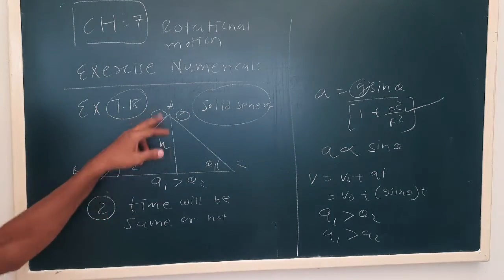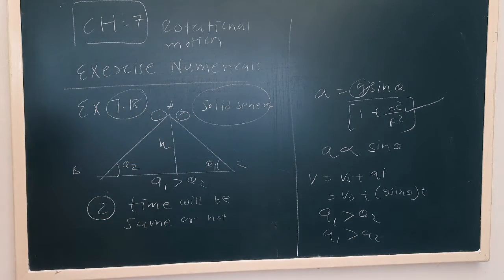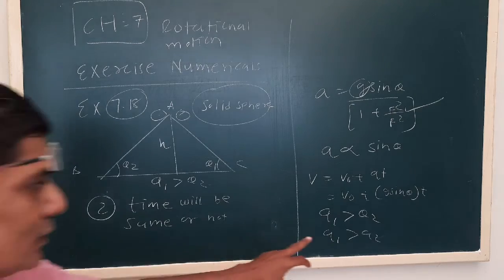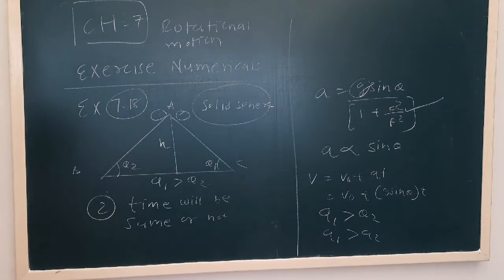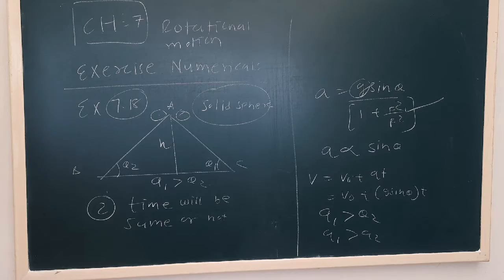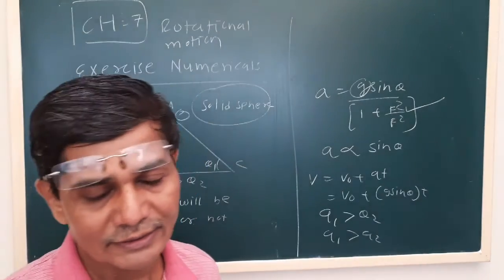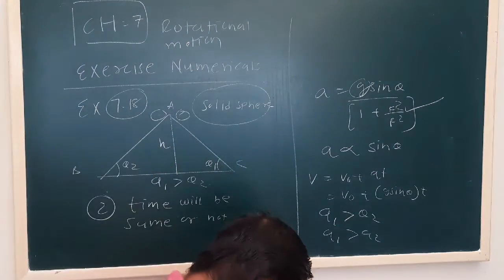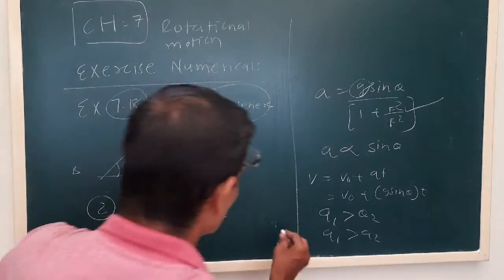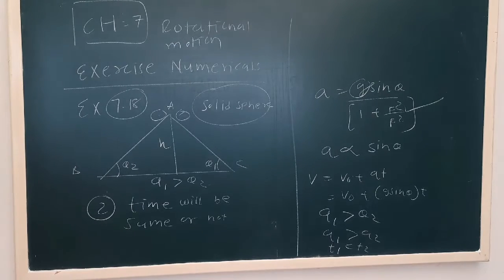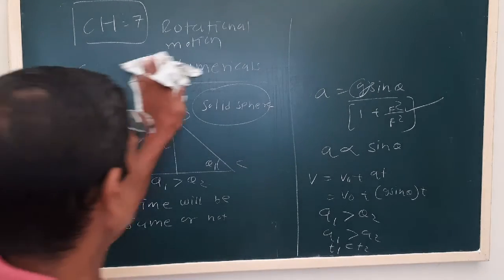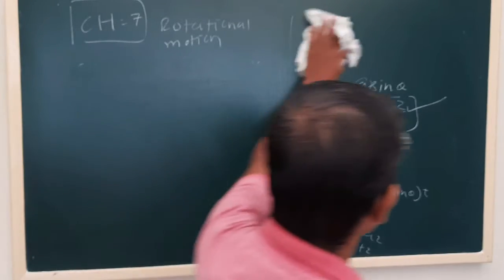Why? Because the height of the slope remains the same. So here acceleration is more, so on the AC path it will take less time. Naturally, because acceleration is more, it will take less time. So T1 will be less than T2, or T2 is greater than T1, that we can say. Now this is about exercise sum number 7.18.